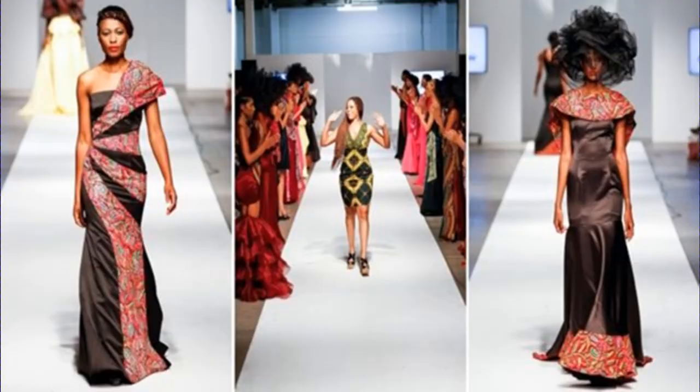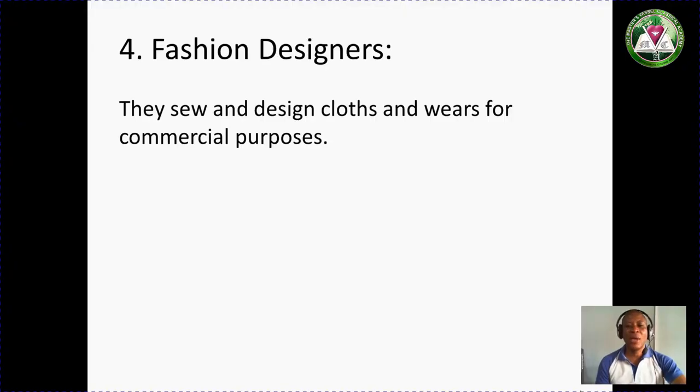Who is a fashion designer? Fashion designers are people who sew and design clothes and wears for commercial purposes. That is to simply say that they produce our garments, the clothes we wear, for us to be able to put on.